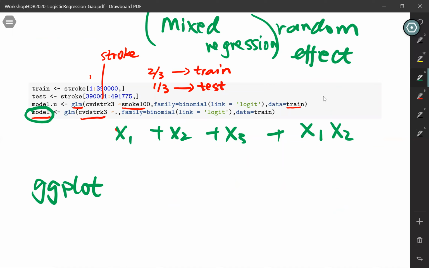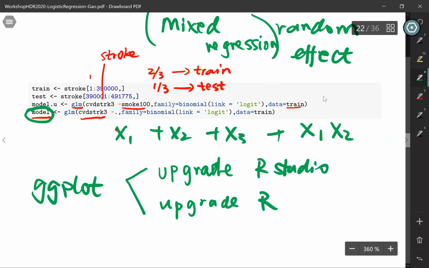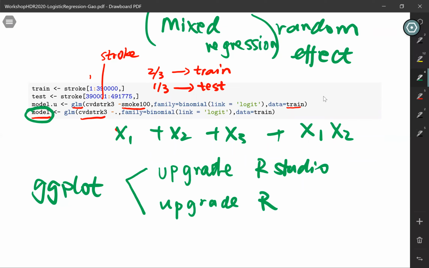Usually that kind of problem is due to the version of R. You may want to upgrade. The RStudio version that I have is the latest. Then you need to upgrade your R, because RStudio is just a platform, but when you actually run those code, that's in R. So try the latest version.